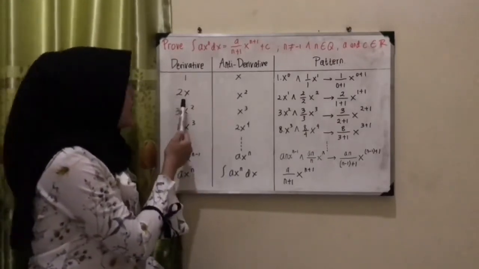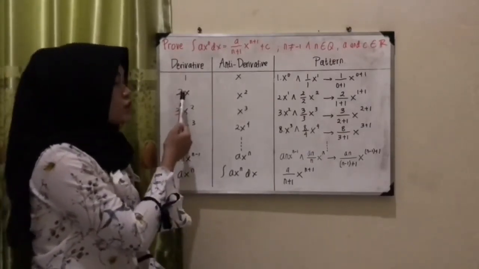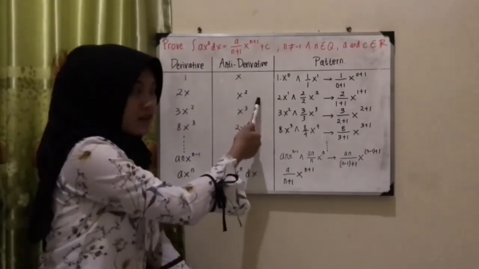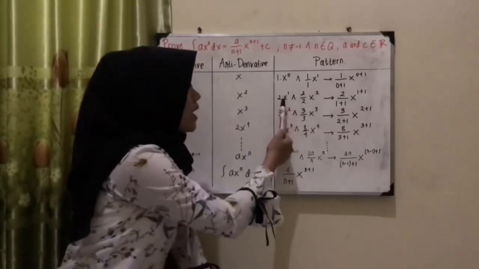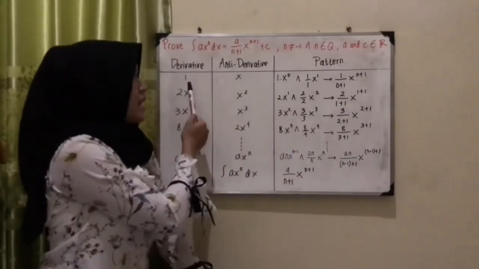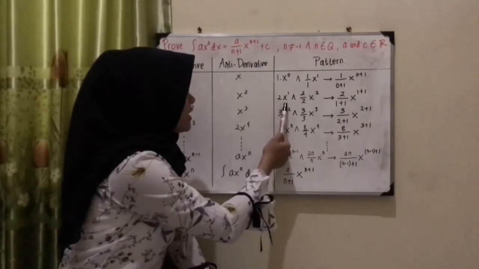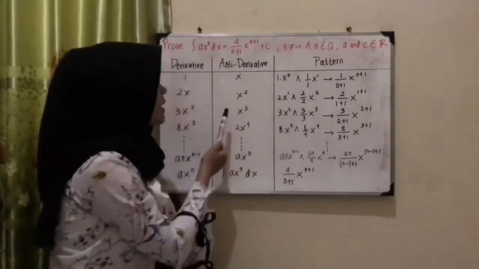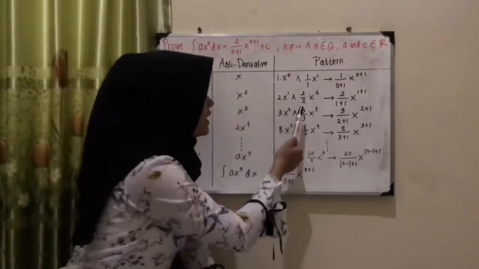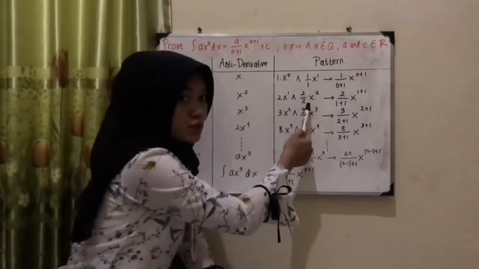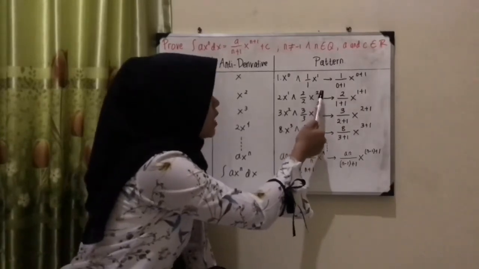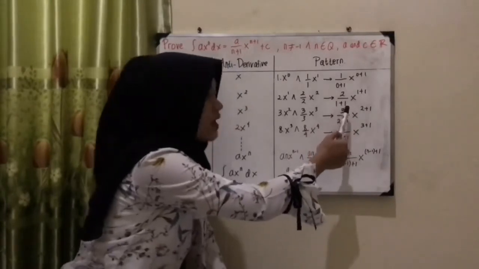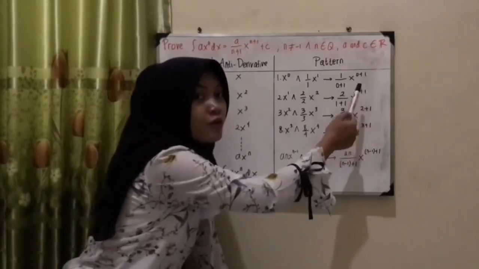Second, if the derivative is 2x and the antiderivative is x squared, we have the pattern. 2x can be written as 2 times x to the power of 1, and x squared can be written as 2 over 2 times x to the power of 2. So we have the pattern 2 over 1 plus 1 times x to the power of 1 plus 1.